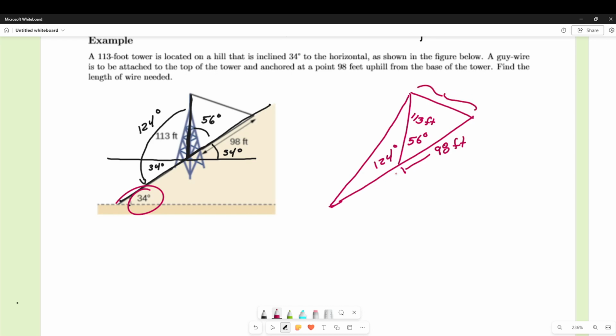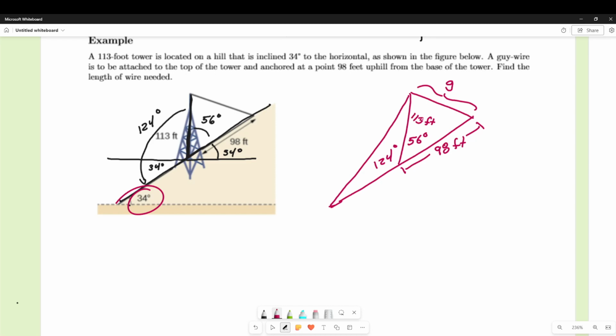We could be asked to find all kinds of things. We could be asked to find how far down the other one would be. We could be asked to find this other length, assuming the angles are consistent. So, we could be asked all kinds of things based on this diagram. So, it's a good diagram to be comfortable moving around, because it's a common type of question. But we want the length of that guy wire.